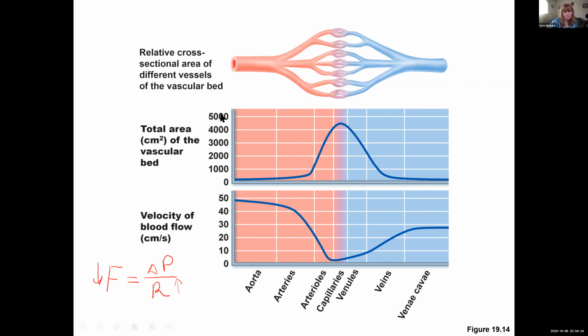So that's a lot of resistance over here. When you increase the resistance, you decrease the blood flow. Well, you're looking at total cross-sectional area over here, but the point is that in the aorta, large blood vessels, the blood flows faster, and in the small blood vessels, it actually flows slowly, right? Okay.